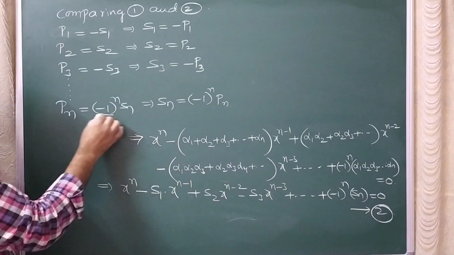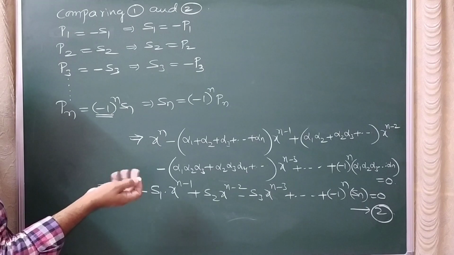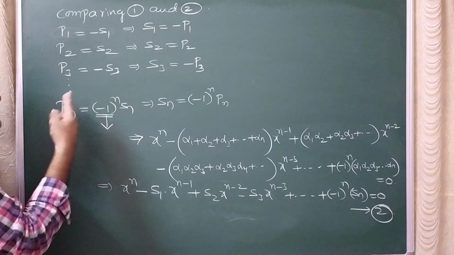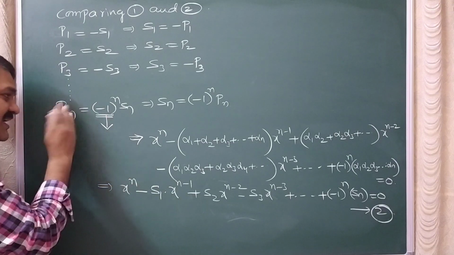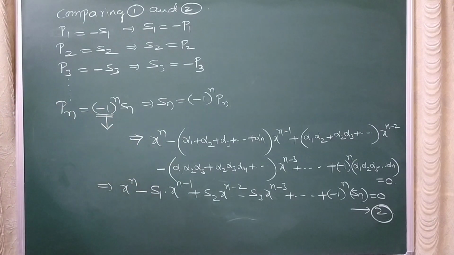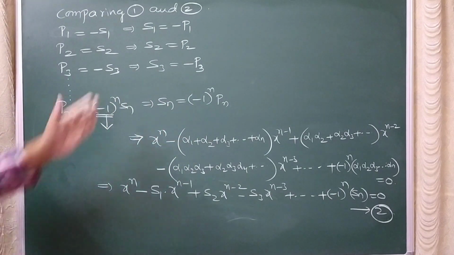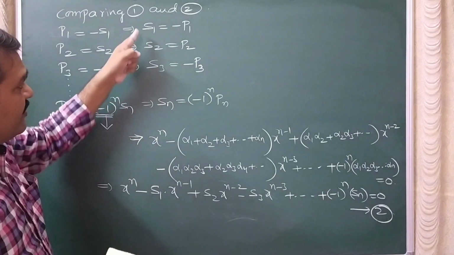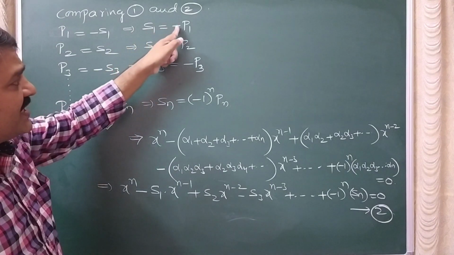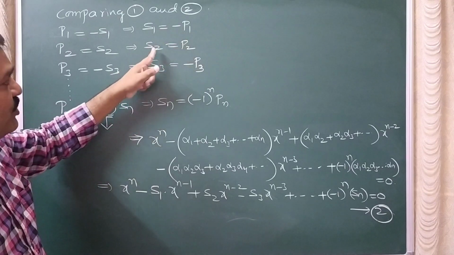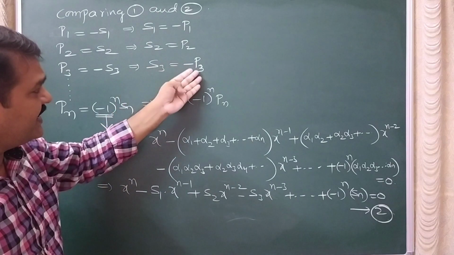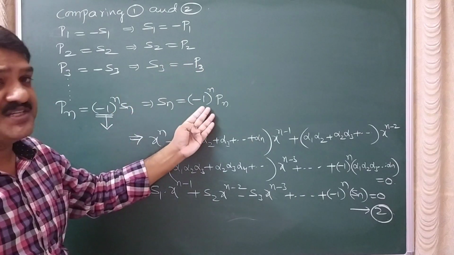Minus 1 whole power n is nothing but plus or minus 1. So plus or minus 1, you can write on the right side or left side, it does not matter. Plus or minus 1 can be taken on any side. So both are same only. There is no difference between these two. This is the basic relation. What we have to observe is, when you have odd suffix you are getting minus sign, and when you have even suffix you are not getting minus sign. You can clearly observe this.